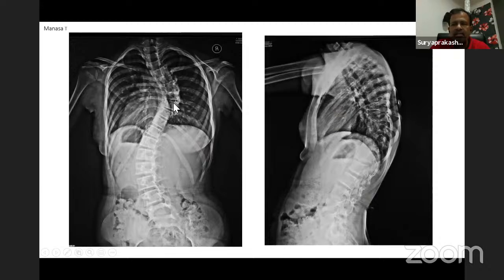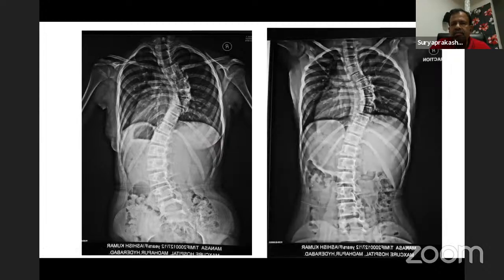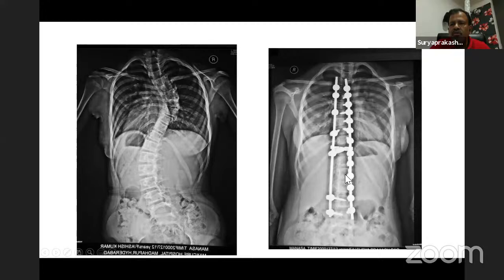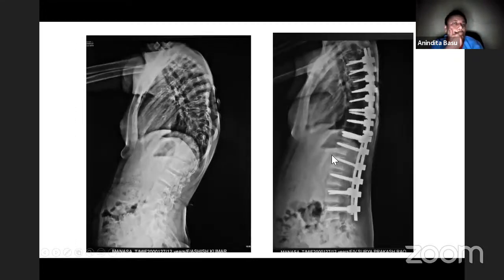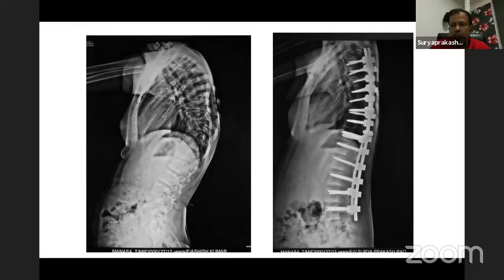Again, a type 3 curve here. Again, the lower one, you can see still there is significant rotation here, though the vertebra is horizontalizing. So we had to go to L4 so as to get a good balance of this patient. And this is the lateral view.